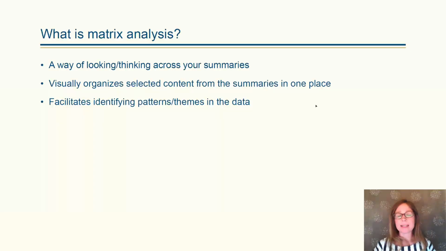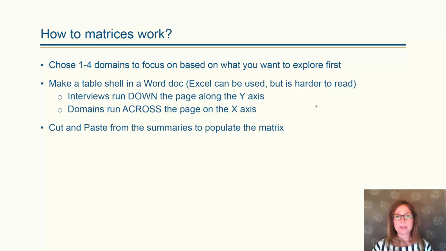So matrix analysis is a way of looking and thinking across all of your summaries. It visually organizes selected content from the summaries in one place, and it facilitates identifying patterns or themes in your data. How do these matrices work? Well, you choose 1 to 4 domains, usually, to focus on, based on what you want to explore first. You can do any number of matrices, so just start in one place.